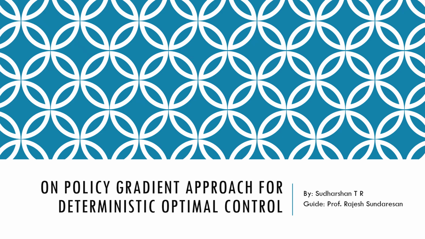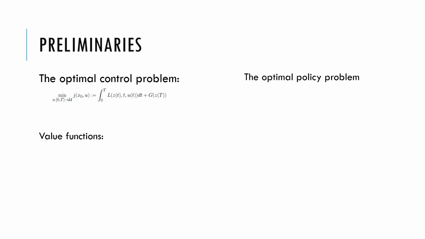In this presentation I would like to convey the key findings of my research done here under the guidance of Prof. Rajesh Sundaresan. The main contribution of my research is a new insight on the policy gradient approach to deterministic optimal control. The goal in an optimal control problem is to find a control U that minimizes the cost function associated with the control and state trajectory that is being controlled to the dynamics as defined.